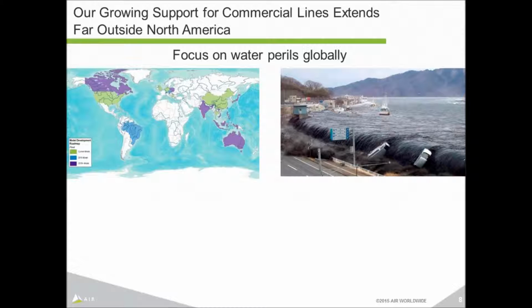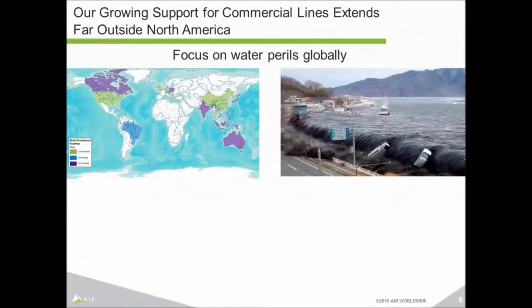Our efforts to enhance our models in ways that meet the demands of the commercial market extend far beyond the United States. One major area of focus that is of interest to our commercial clients is related to water perils. Commercial policies cover losses from water perils in a growing number of regions, and with recent events such as the Thailand floods in 2010 and the tsunami following the Tohoku earthquake in 2011, there is an increased focus on understanding this risk. In response to this, we have released new models or enhanced existing models across the globe to account for losses from precipitation-induced floods, storm surge, and tsunami events.